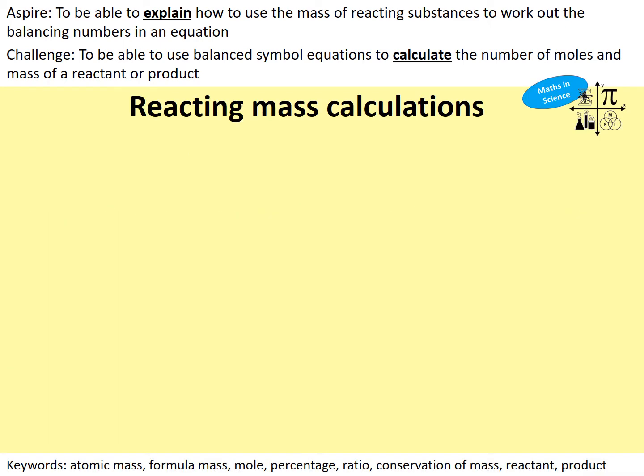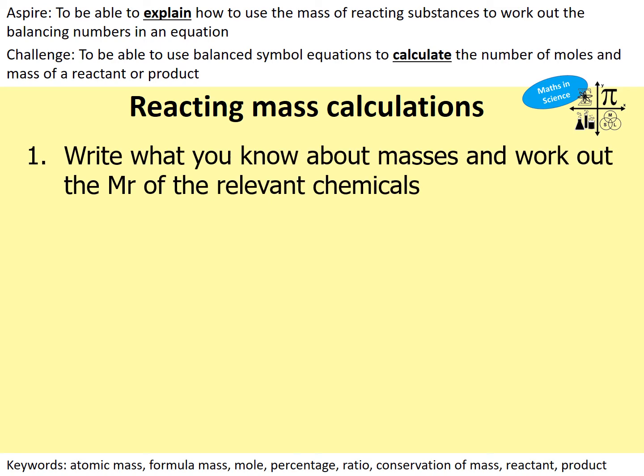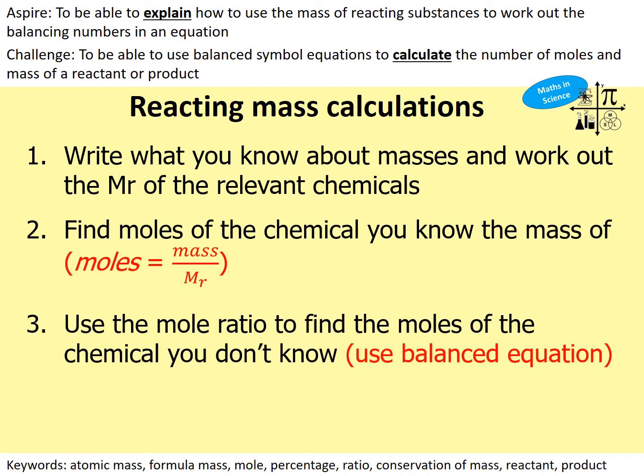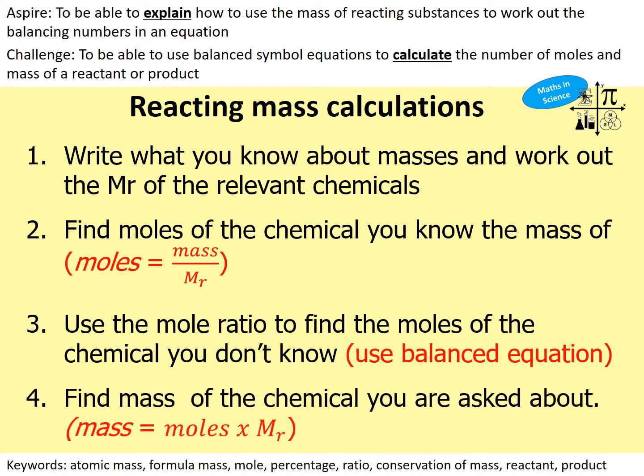The logical steps when we're looking for the reacting mass calculations. We start off by writing down what we do know about the masses and working out the relative formula mass of any of the relevant chemicals. We then need to find out the moles of the chemical that you do know the mass of, using moles equals mass divided by the molecular mass. We then use the molar ratio to find the number of moles of the chemicals that we don't know anything about yet, and we use the balanced equation in order to do that. And then finally, we find the mass of that chemical that we've been asked about in the question using mass equals moles times Mr.